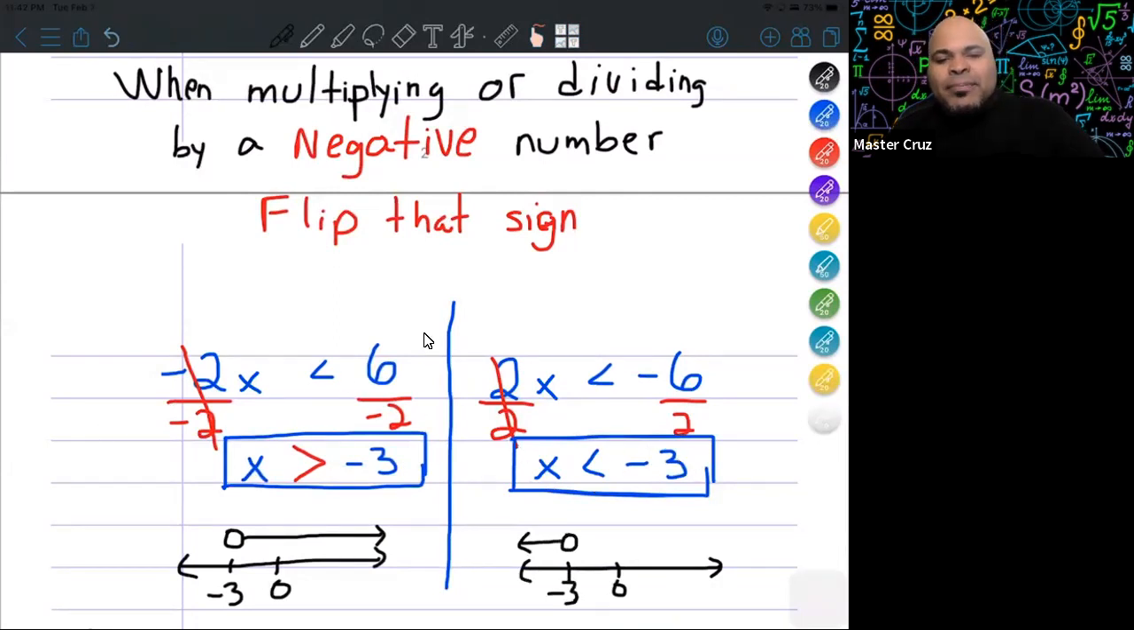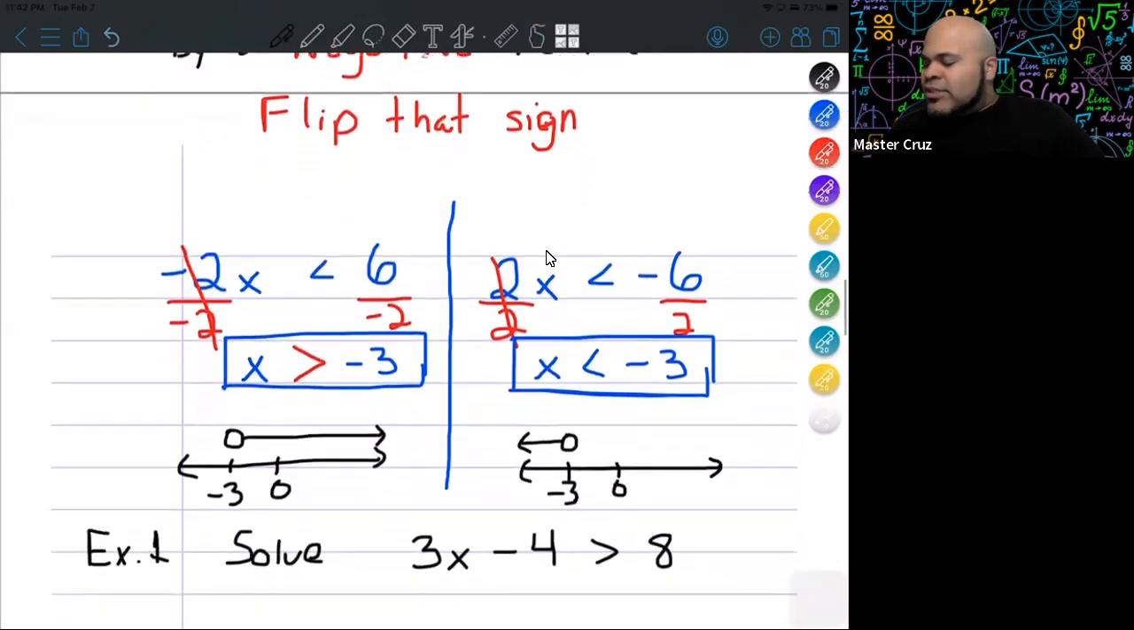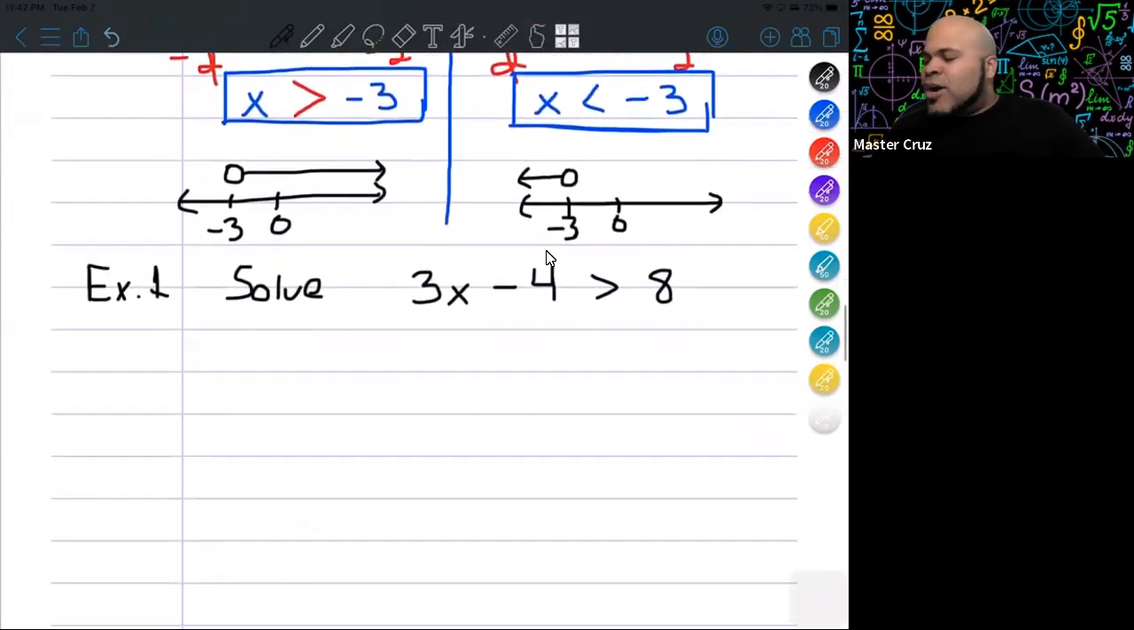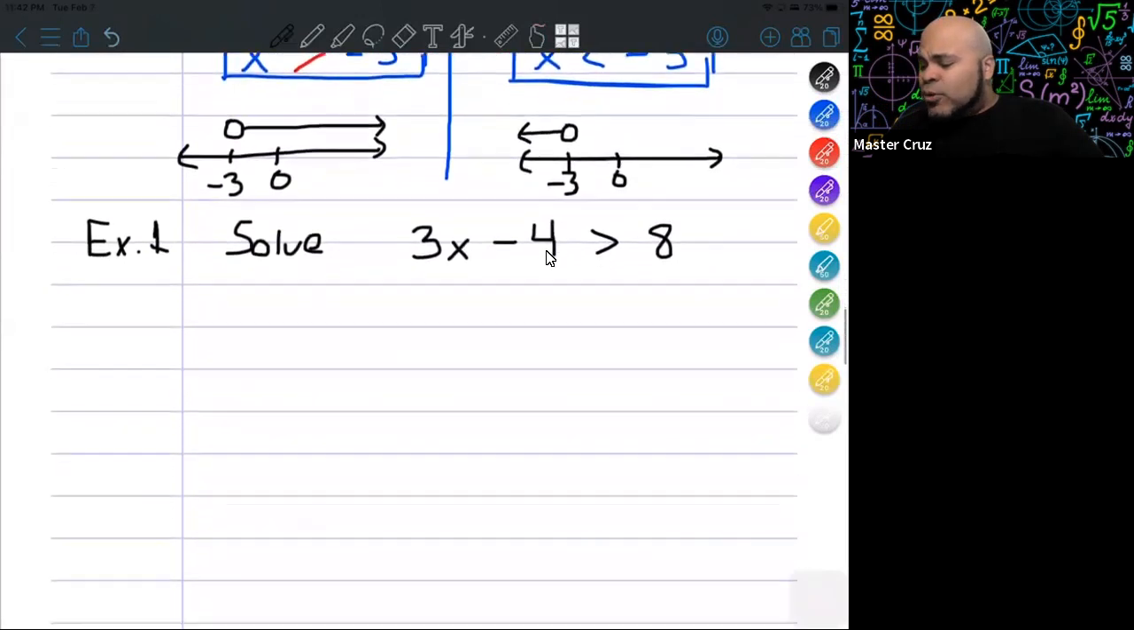So this example is right here, so you can see the difference between when to flip the inequality sign and when not to flip it. You only flip it when you're multiplying or dividing by a negative number. All right, perfect. So let's check it out because now we're going to solve some problems that require multiple steps.